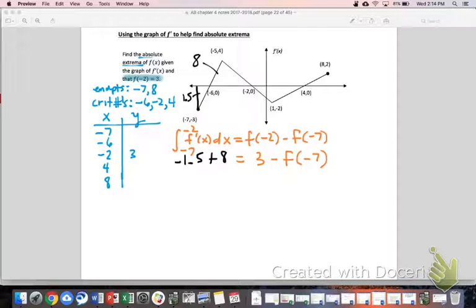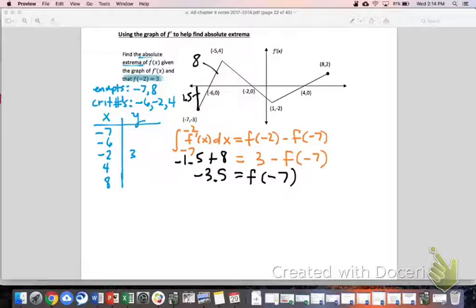I'm just accumulating. I'll try to get a little shadow there, just accumulating from left to right. I'm accumulating those areas, and because they're linear, they're very easy to find, and that will equate to my integral. So to finish this out, all I have to do is a little arithmetic, a little bit of algebra. Negative 1.5 plus 8 is 6.5. I subtract the 3, and I get 3.5. Divide by negative 1. I'm coming up with negative 3.5 is equal to f of negative 7.